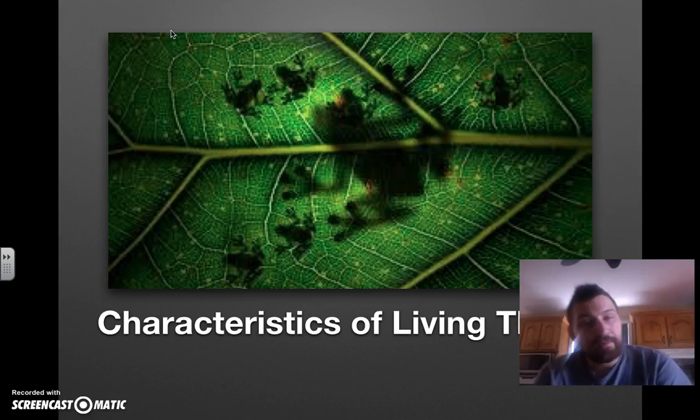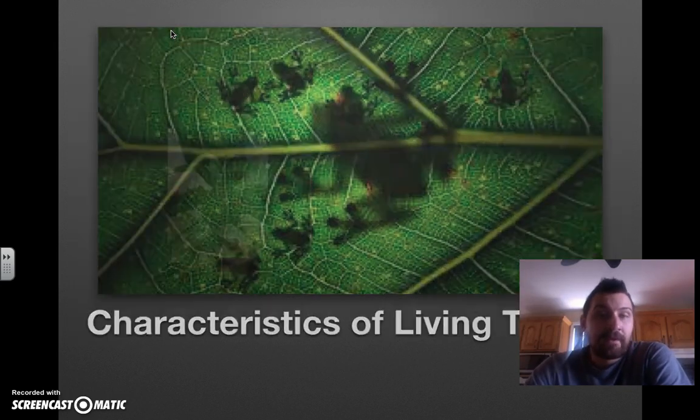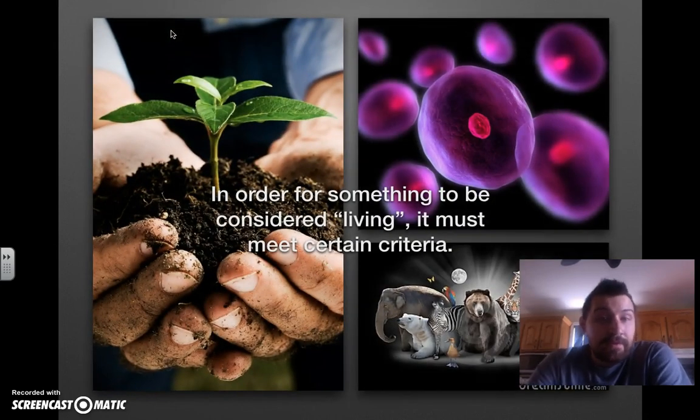All right, folks, today we're going to be learning about the characteristics of living things. We've talked already about some things that are living, like cells, but now I want to talk about exactly what makes something living. What are the characteristics, what are the specific criteria that something that's living needs to meet? Because in order for something to be considered living, it must meet certain criteria.